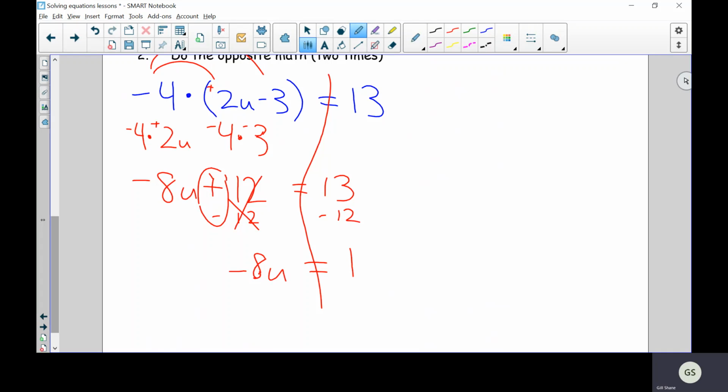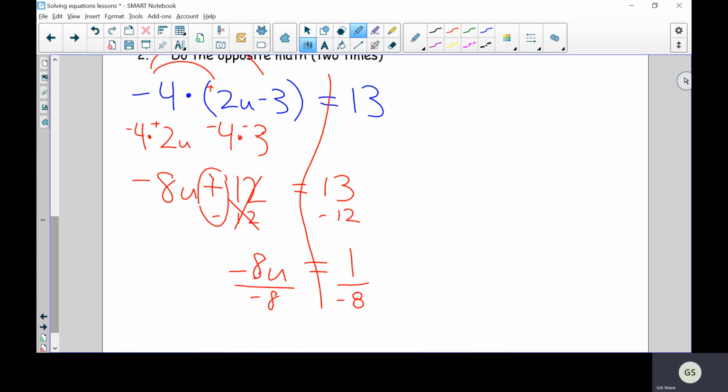Now, again, second time. These are your steps at the top of your pink sheet, by the way. The first time you do the opposite math, it'll be addition or subtraction. The second time you do opposite math, it'll be multiplication or division. Well, in this case, the opposite of negative 8 times u, because that's what that is, the opposite of multiplication would be dividing by negative 8. Don't forget the negative sign if you have one.